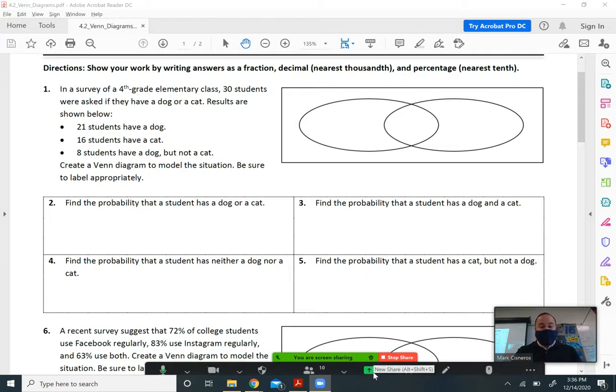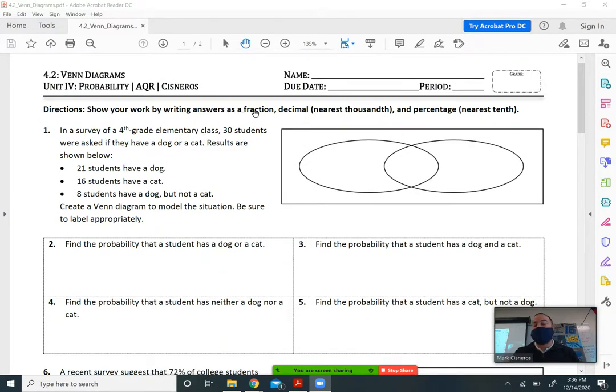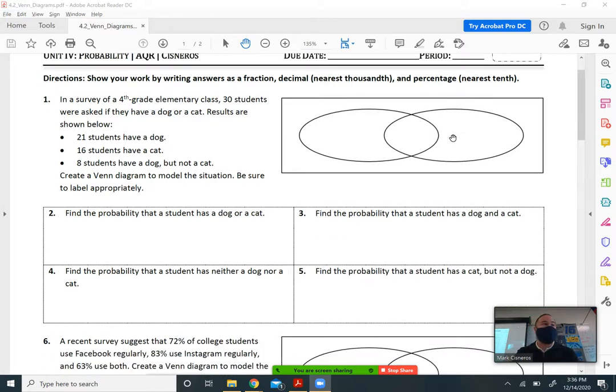Okay. The first it says show your work by writing the answers as a fraction, a decimal, and a percentage. All you got to do is do the same way that we've been doing it on the examples. Here's a survey of a fourth grade elementary class. There are 30 students who are asked if they have a dog or a cat. Results are shown below. 21 students have a dog, 16 have a cat, and 8 students have a dog but not a cat. Create a Venn diagram.